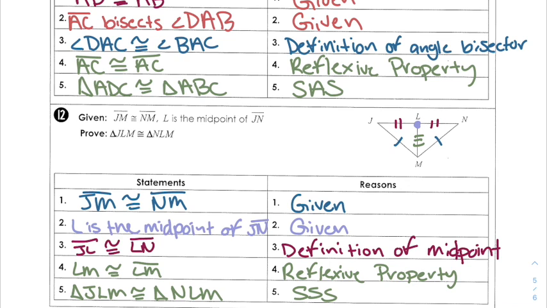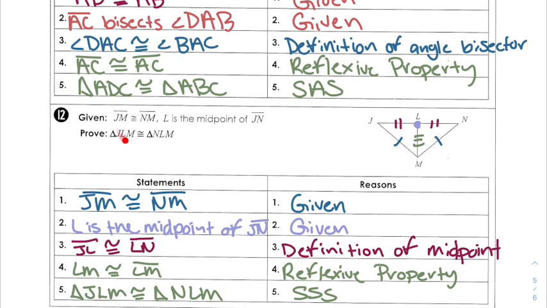So, line JM is congruent to line NM because it's given. They told me that, so I went and marked it right here. Then they told me that L is the midpoint of line JN, so write that down. The reason why it was given. And I went and drew a little point at L because it was the midpoint. Now, from midpoint, I know that splits line JN into two congruent segments. So JL was congruent to LN. And that was my next statement. And that was because of definition of midpoint. Okay?